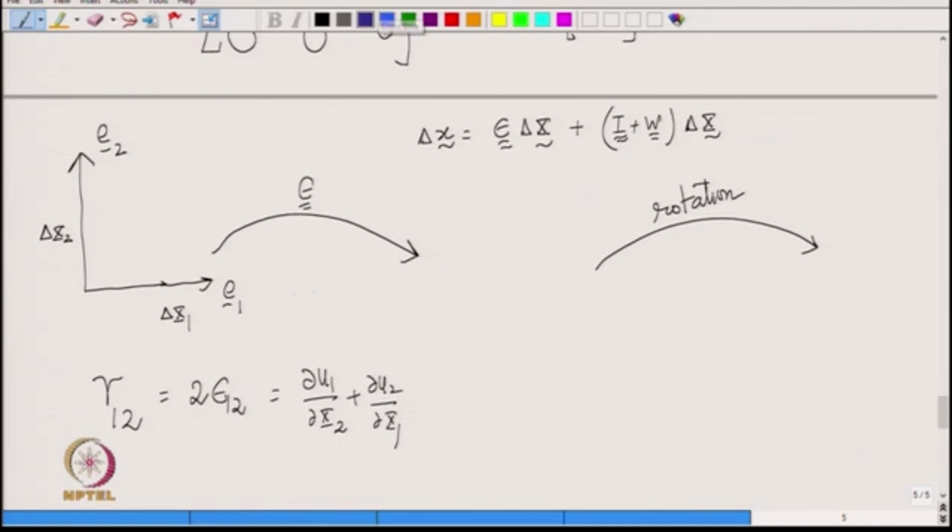So, basically the shear means each of the two lines rotate by half of this angle, so that the total change in angle is this angle gamma 12. Here each of the two lines rotate, and these two angles are half of del u1 by del x2 plus del u2 by del x1.